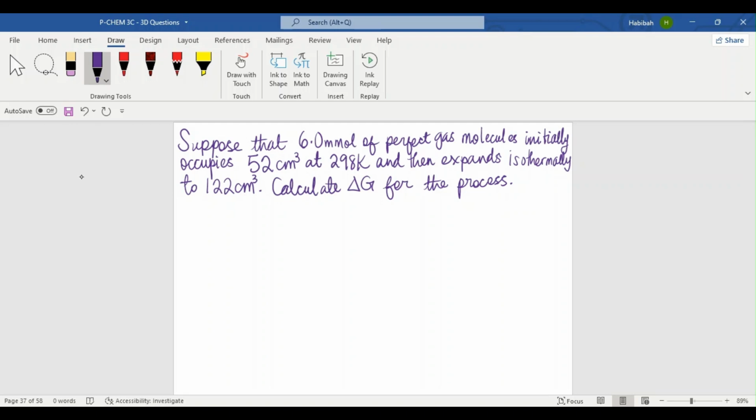So today we're going to be working on the question on the screen that says, suppose that 6.0 millimole of perfect gas molecules initially occupied 52 centimeter cubed at 298 kelvins and then expands isothermally to 122 centimeter cubed. Calculate the change in G for this process.